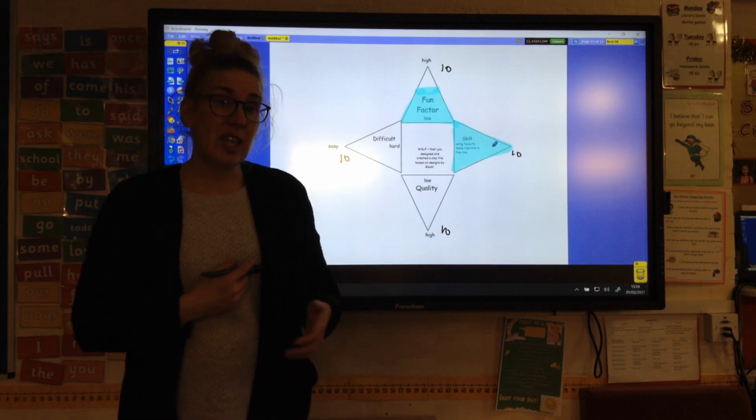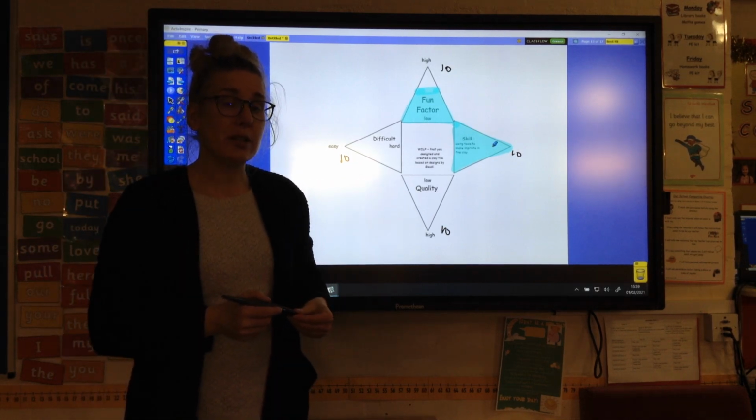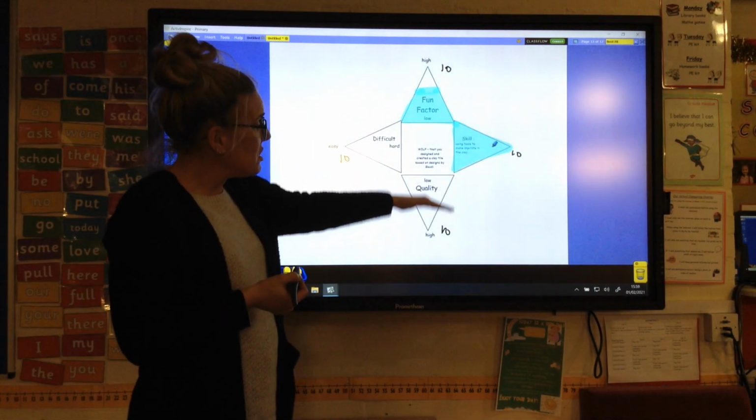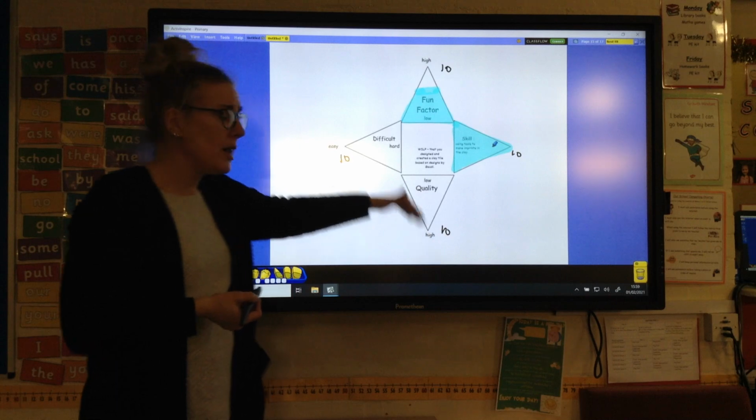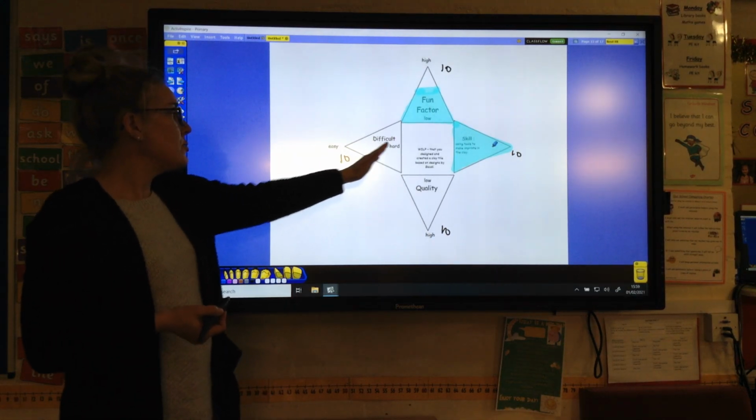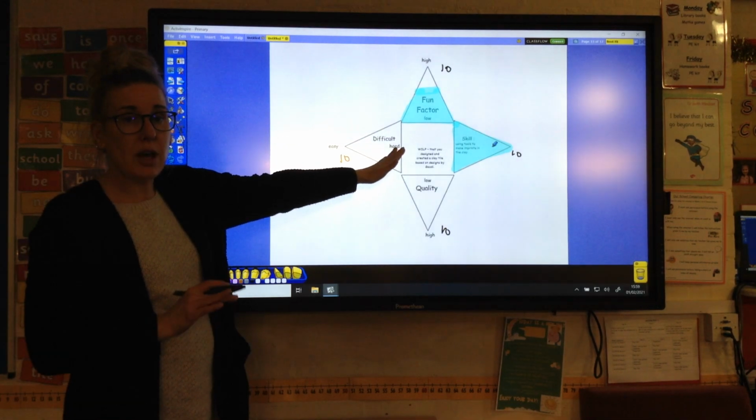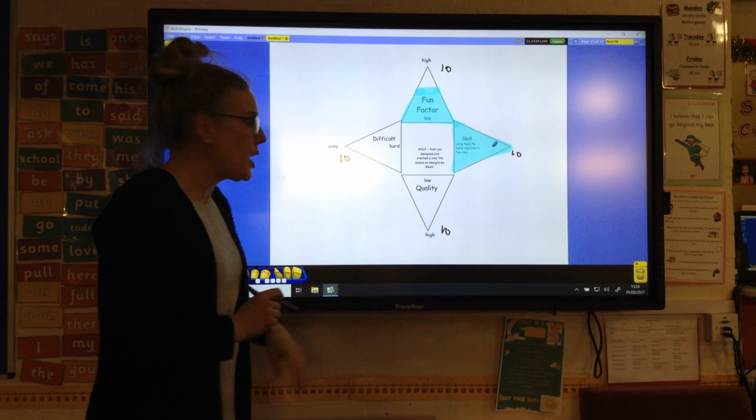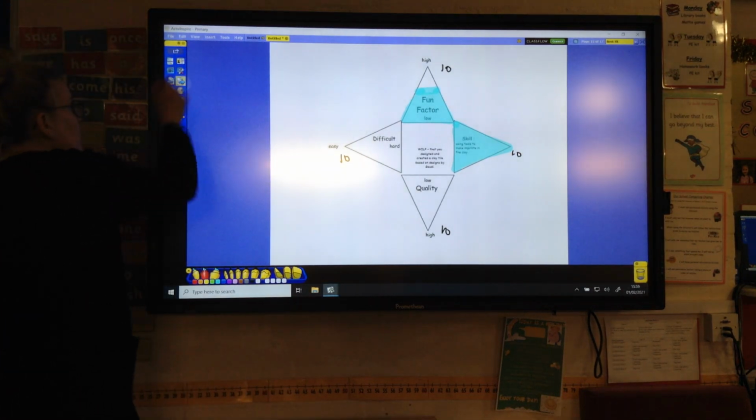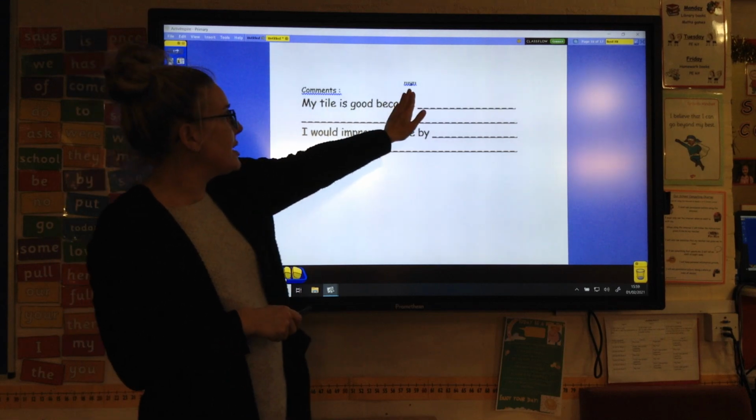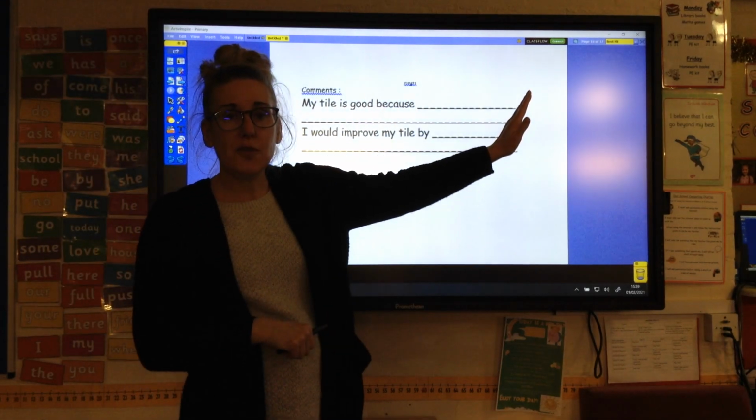Quality, that's thinking about how good your end product is. Do you think it's really high quality and it's worth a 10 out of 10? Or do you think a bit less and you colour as much as you think? And then easy and hard. If you thought it was really hard, you don't colour very much. If you thought it was really easy, you'd colour it right up at the 10. Then what you're going to think about, my tile is good, because you've already got your sentence start there. You just need to finish it off.